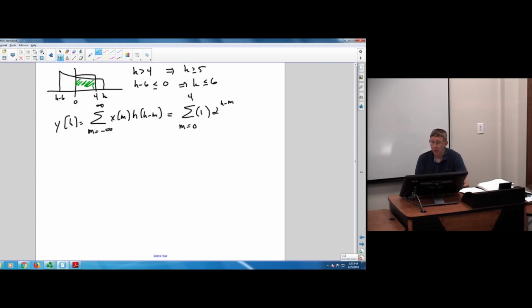I'll solve this one the other way. This is the sum from m equals 0 to 4 of alpha to the k times alpha to the minus m. When you multiply, you add the exponents. Alpha to the k is a constant, so I'll bring it outside. Alpha to the minus m.